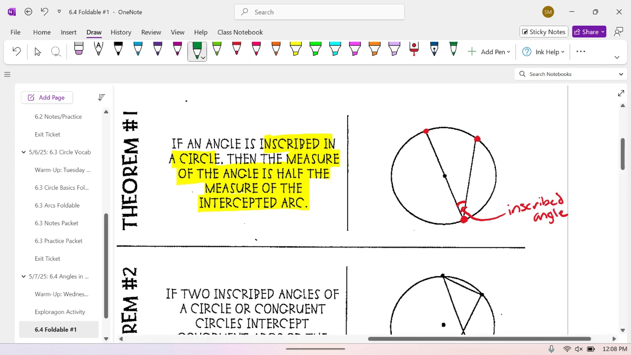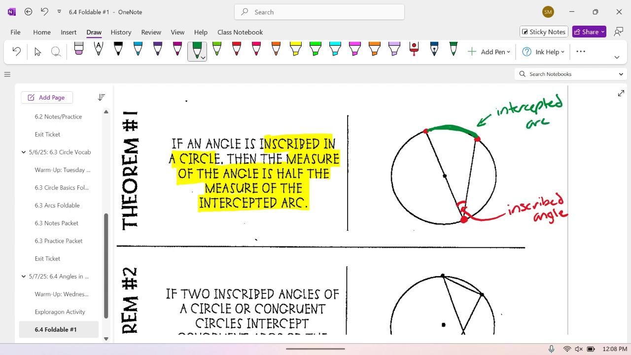Now, remember, the intercepted arc is the ice cream to its cone. It's right here. Now, what it's saying is that our inscribed angle is equal to the intercepted arc all divided by 2, or 1/2 the intercepted arc, however you want to put it. But it's essentially just dividing it by 2.